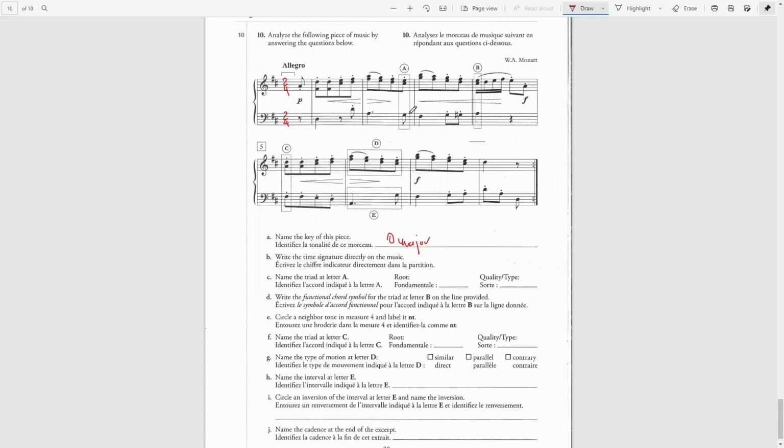This is an inversion of a chord. If we move this G note up two octaves, we're going to have C sharp, E, and G. So C sharp is the root. From C sharp to E is a minor third, and from C sharp to G would be a diminished fifth. Therefore, this is a diminished triad.